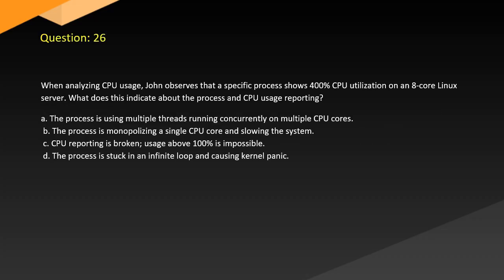Question 26. When analyzing CPU usage, John observes that a specific process shows 400% CPU utilization on an 8-core Linux server. What does this indicate about the process and CPU usage reporting? A. The process is using multiple threads running concurrently on multiple CPU cores. B. The process is monopolizing a single CPU core and slowing the system. C. CPU reporting is broken. Usage above 100% is impossible. D. The process is stuck in an infinite loop and causing kernel panic.